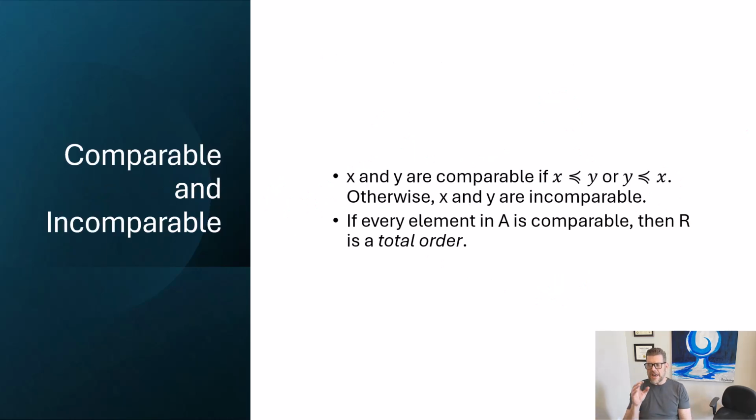Now let's talk about another kind of idea, and that is this idea of being comparable and incomparable. So we're going to say that X and Y are comparable if X is at most Y or Y is at most X. So it doesn't really matter what the relationship is there, like which one happens to be the at most one. It only matters that in the case of the two elements, one or the other is at most the other. So it actually exists inside of the partial ordering with each other. Otherwise, we're going to say that X and Y are incomparable. So if every element in A is comparable, then R is called a total order.